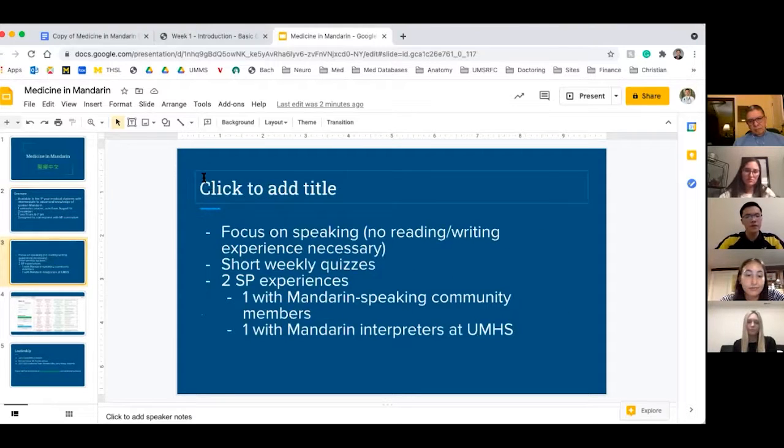There is a focus on speaking. So it's not necessary to be able to read or write in Mandarin, although that might be helpful. I've definitely found from personal experience that it is easier if you know how to read and write, but it's not necessary at all. I have a number of classmates who don't read or don't write, but they do just fine in the course. Again, the focus is more on conversation and being able to converse with patients in Mandarin.